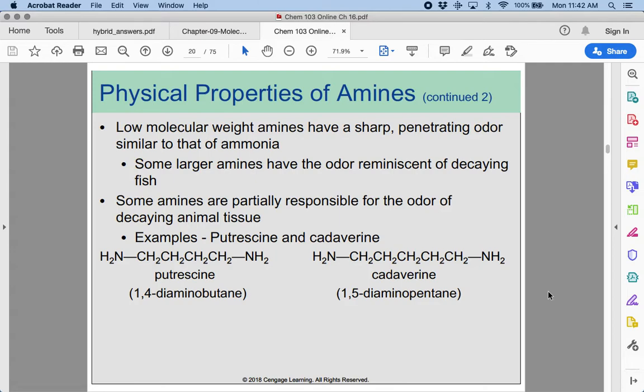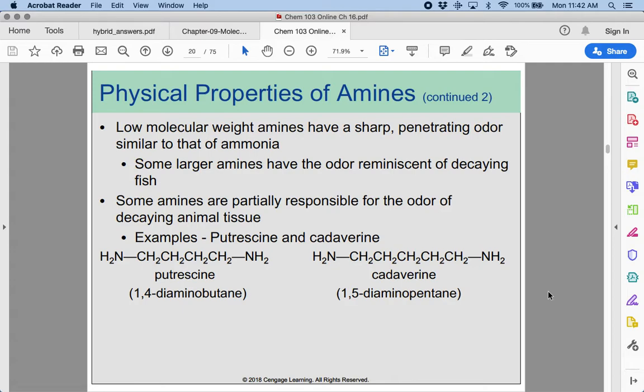We also can talk about things like their odor. So we knew with our carboxylic acids we had a sharp odor, similar to that of ammonia. If you've ever had an ammonia-based cleaning product before, or an ammonia-based hair dye, the very pungent smell you get with that.